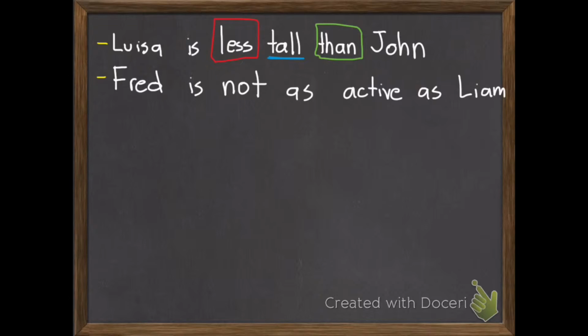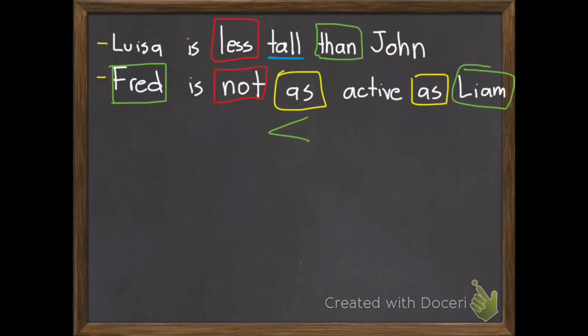Another comparative word is not as, and then another as. This means that we're making a comparison between two people. Fred is not as active as Liam. Let's look at another example.